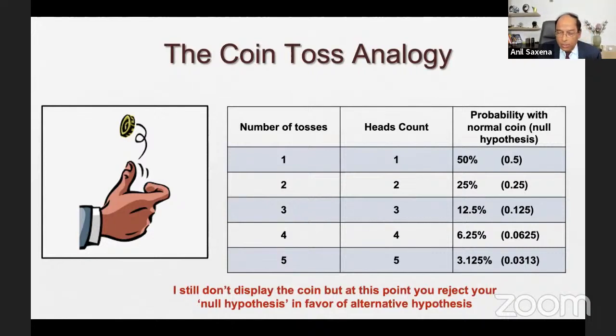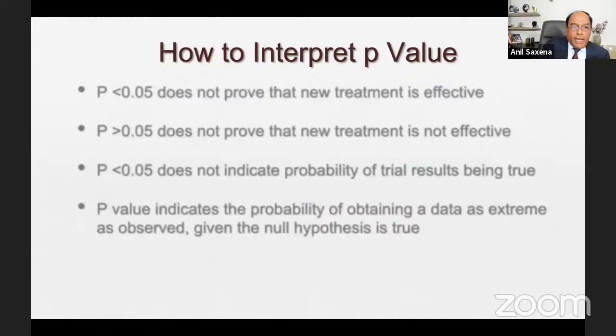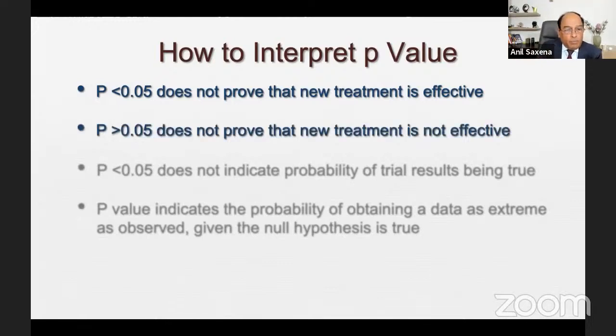You have not seen the coin. I have not proven that it's an abnormal coin, but because it fell 5 out of 5 with head up, you know the probability of it being a normal coin is very, very low. So you can reject your null hypothesis in favor of an alternative hypothesis. So as I said, P less than 0.05 does not prove that the new treatment is effective. It gives you a probability that yes, there is a very good chance that it is effective. Similarly, more than 0.05 does not prove that the new treatment is not effective.